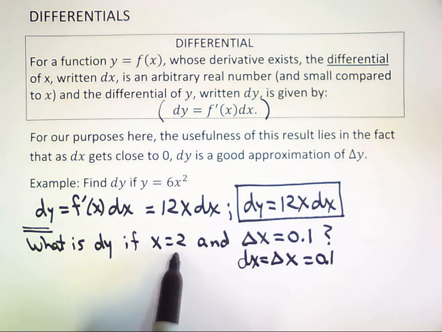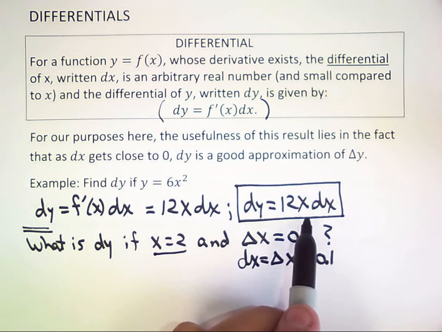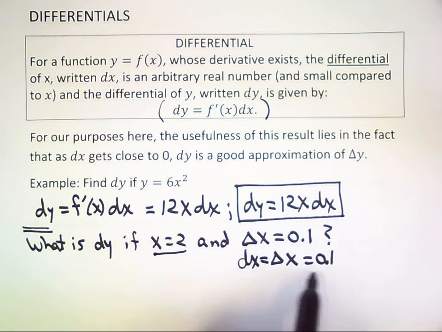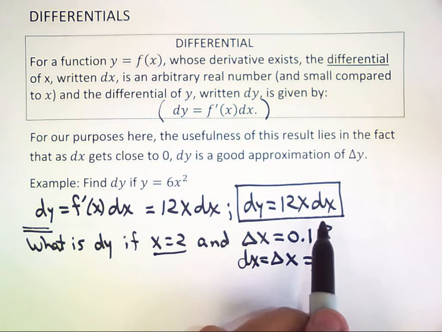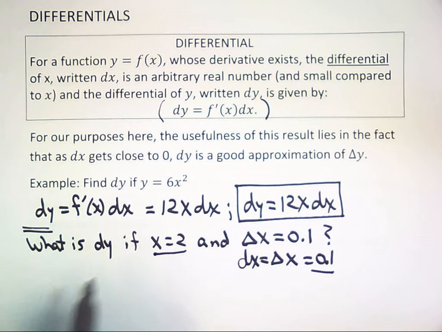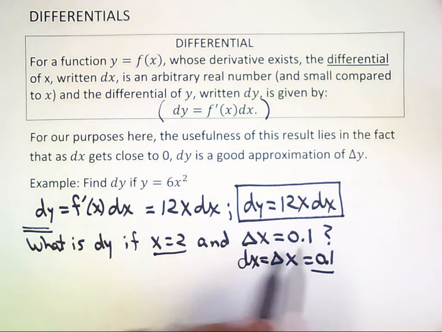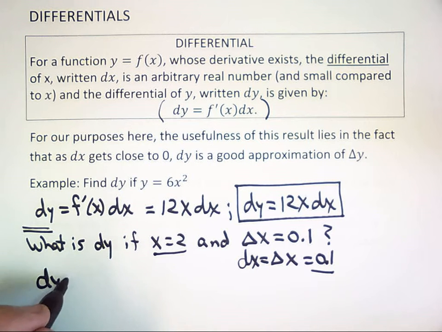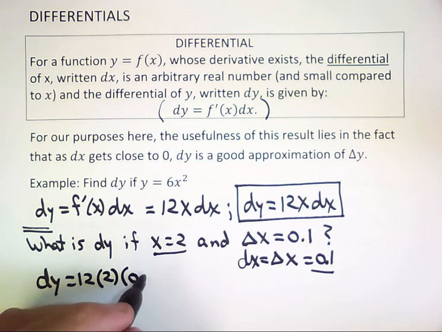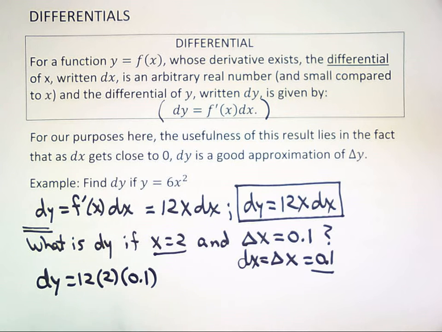And otherwise, you just plug the values in. So I take 2 and put it in for x in the formula for dy, and I take 0.1 and put it in for dx. So if x is 2 and delta x is 0.1, then dy is 12 times 2 times 0.1. Now I can do this probably just in my head. 12 times 2 is 24, and 0.1 times 24 is 2.4. And if you don't believe me, you can take out your calculator and double check me.